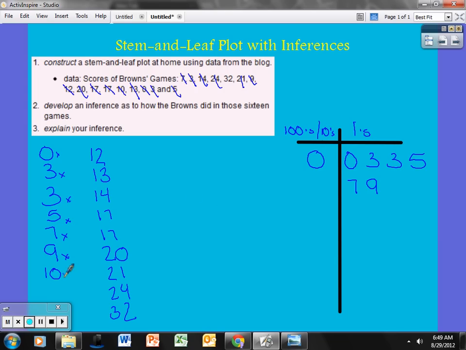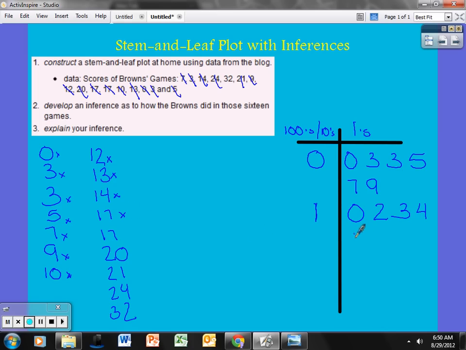Now I start with a 10. That would leave me with a stem of 1. Now I'm not going to put it here because that means I'd have a 17 and a 19, which I do have a 17, but not a 19. So I'll go below this row and start for a stem of 1. I have a 10, so that would be a leaf of 0. I have a 12, so that'd be a leaf with a 2. I have a 13, so that'd be a leaf with a 3. I have a 14, so that'd be a leaf with a 4.